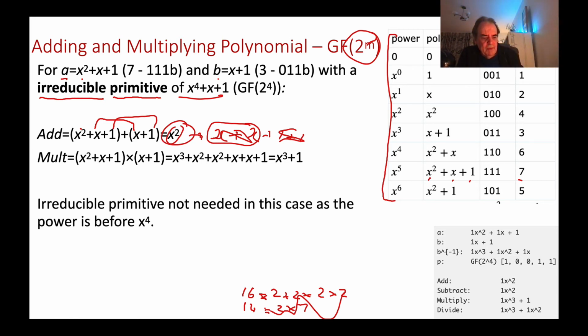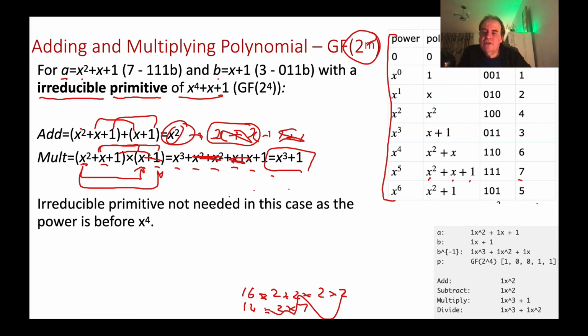Now if we multiply, if you remember, multiply that one by that one, that one by that one, that one by that one, and so on. So that gives us x times x is x cubed, x times 1 is x squared, x times x is x squared, and so on. And now we see that these two cancel out, and these two cancel out, and we get the value of x to the power of 3 plus 1. There is no need for us to divide by the primitive because we are constrained within the polynomial range, and the value here is less than the polynomial range. So here are the results. There's a primitive, there's the a and the b value, and when we add we get x squared, and when we multiply we get x cubed plus 1.